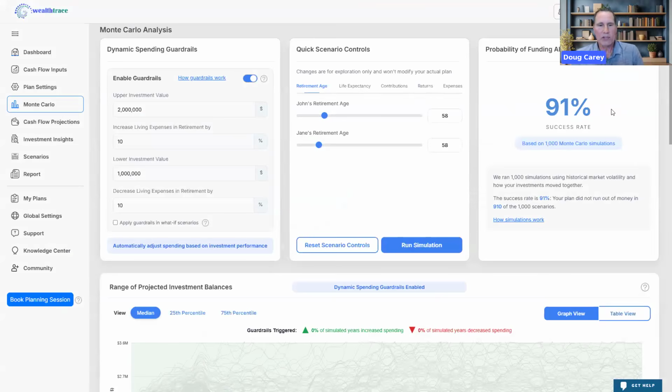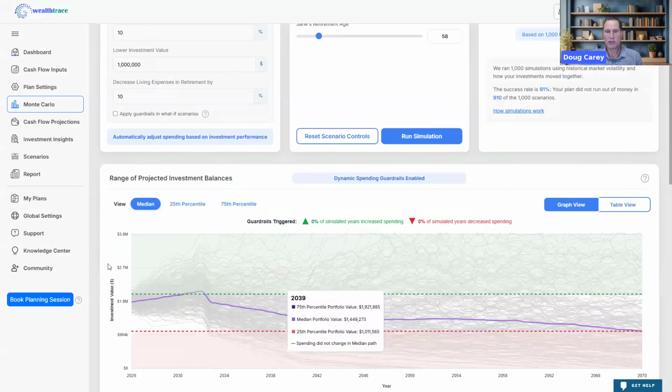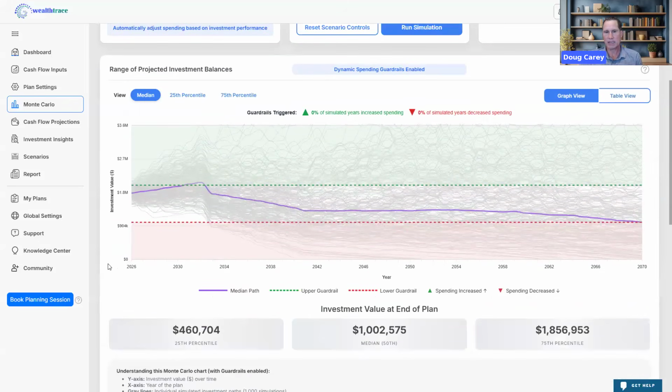It went up to 91%, all because we put in a guardrail basically that says if their portfolio goes below $1 million, they'll decrease spending by 10%. That's a big jump, 13 percentage points. Now, what's interesting is in the median path, notice it says 0% of the simulated years they decrease their spending. They never decreased their spending on the median path. Great. All went fine.